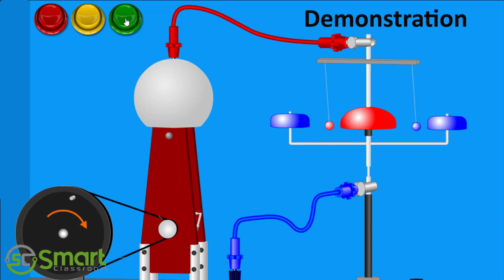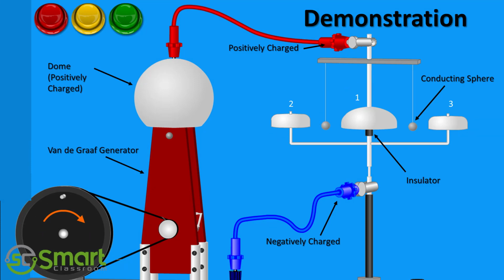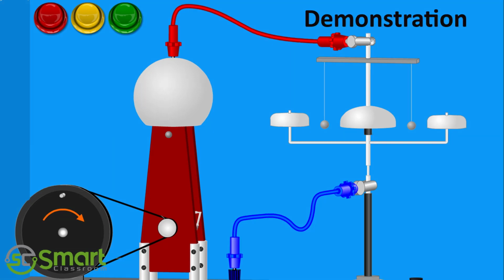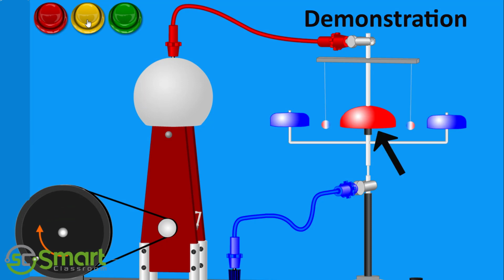We will see. Here we have three semi-spherical conducting shells. The central shell is connected to the positive terminal of the Van de Graaff generator and the other two shells are connected to the negative terminal. When I switch on the power, the positive charge will accumulate on the central shell and the negative charge will accumulate on the other two shells.